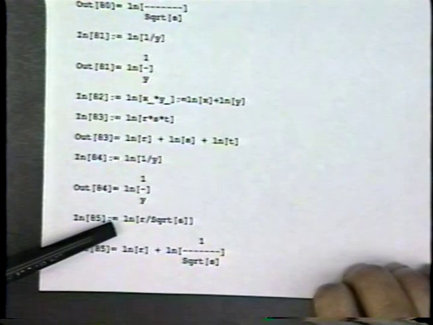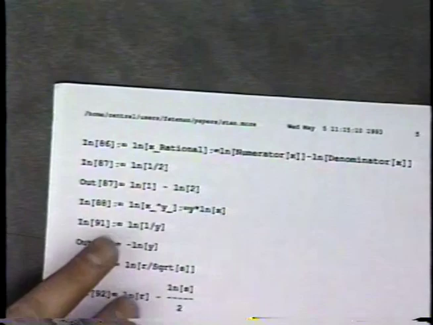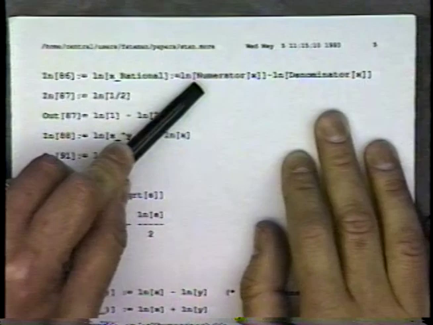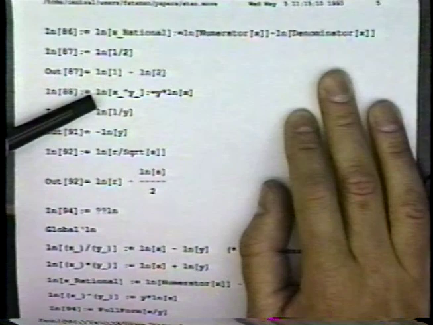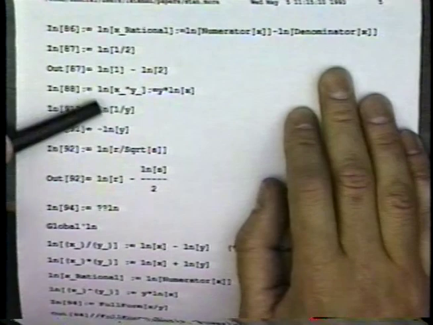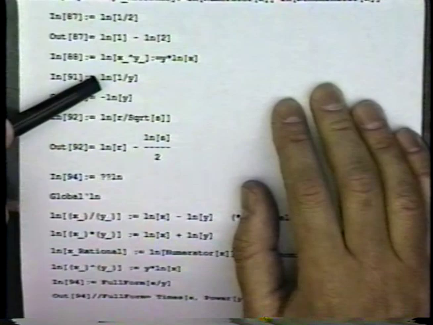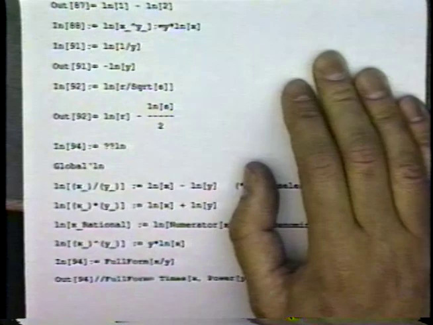All right, here's a better pattern. Log of x, where x is a rational, is the log of the numerator minus the log of the denominator. Now that one works. And we have to add another rule. Log of x to the power y is y times log of x. Now log of 1 over y works. In fact, log of r divided by square root of s now works.